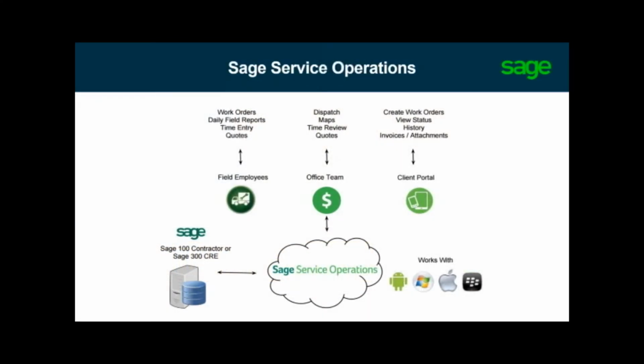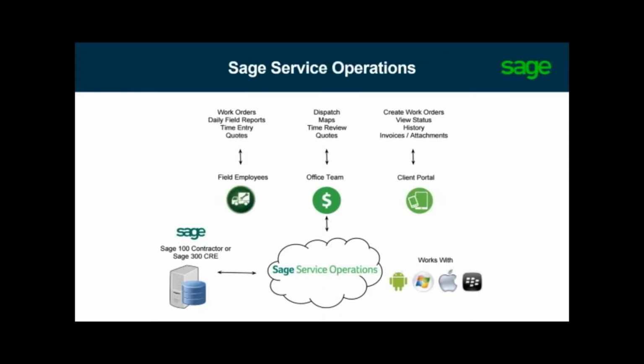Sage Service Operations is a browser-based solution that interfaces directly with your Sage 300 CRE. In the bottom left, you have your Sage 300 CRE server that is installed in your back office. This is still going to be used to process all your billings, payroll, and accounting functions. But by harnessing the power of the cloud or the internet, Sage Service Operations is able to read and write work order-related information directly back from the field via mobile device, right back into your Sage 300 CRE.